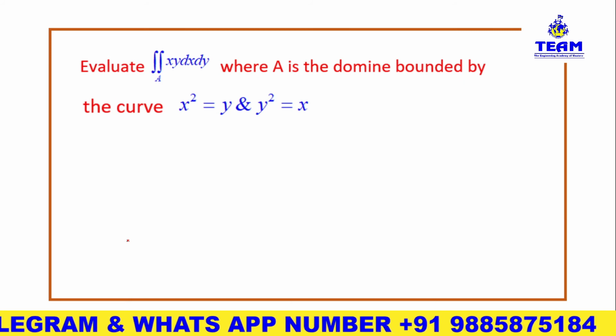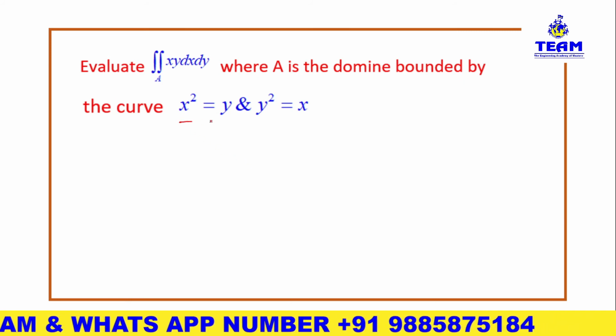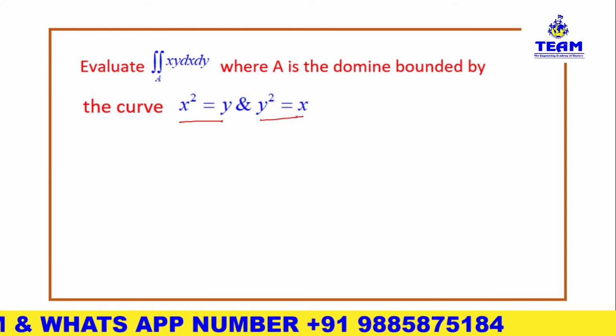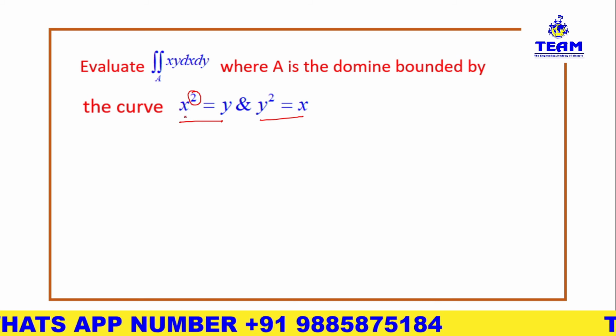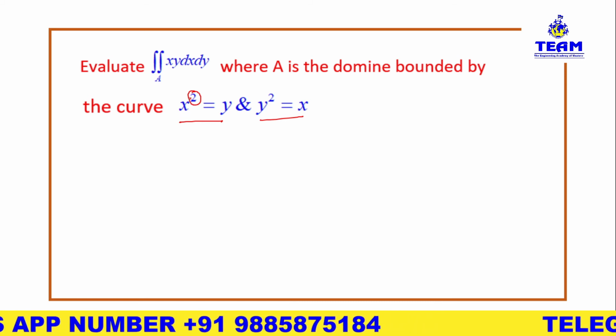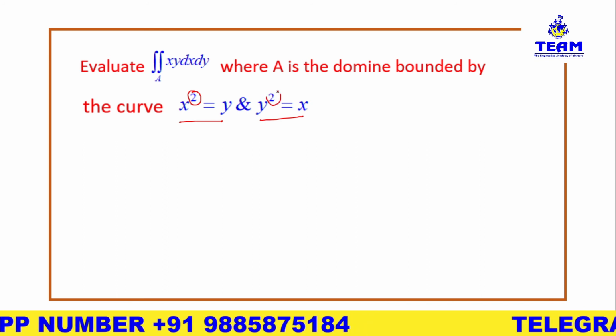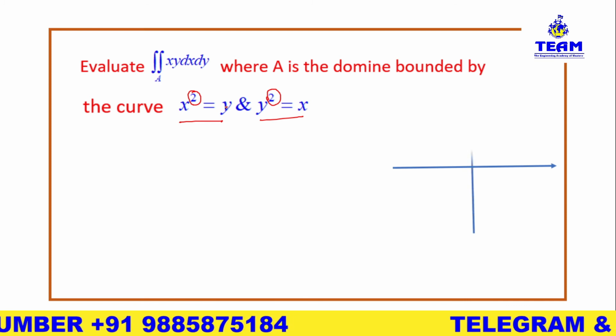Okay. Next, the last one: we are doing the intersection of two parabolas, x square is equal to y and y square is equal to x. Friends, you observe, whenever you have an x square term, even powers of x, that is a parabola which is symmetrical about the y axis. Whenever you have a y square, it is symmetrical about the x axis.